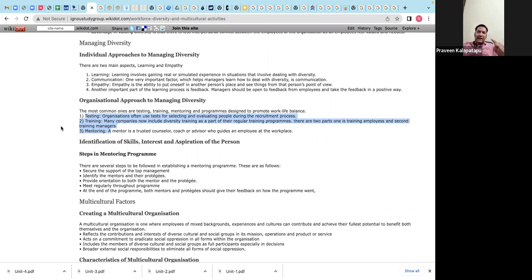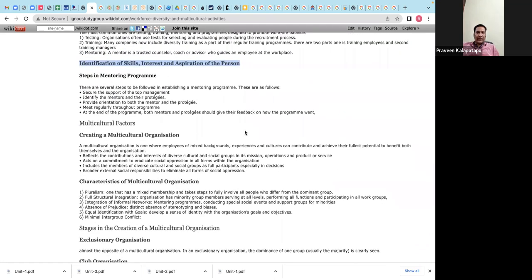The second part is training. Once you hire them, you are sensitizing them, and also sensitizing the managers, that this is how things work. That is the training part. Mentoring: you associate a mentor or a coach, and they guide these employees at the workplace. So these are the approaches from the organization's point of view. Now we are going into identification of skills, interests, and aspirations of the person. This is more on the mentoring side. How are you going to identify or bring out skills and interests from the person?